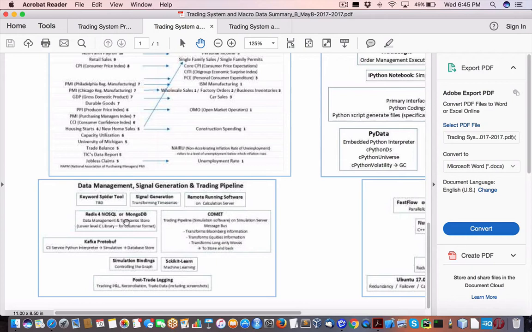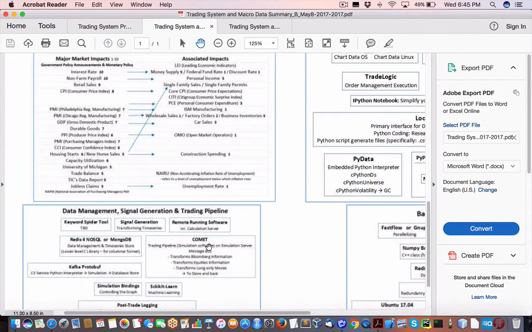All right, so for Redis 4, I'd definitely be going with that. Kafka for Python interpreter simulation and database store. That's a tough one. Simulation binding, post-trade logging, scikit-learn. That's a different way to do it. There's also more popular machine learning libraries like TensorFlow or Torch from Facebook as well.